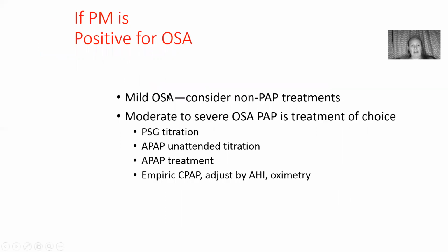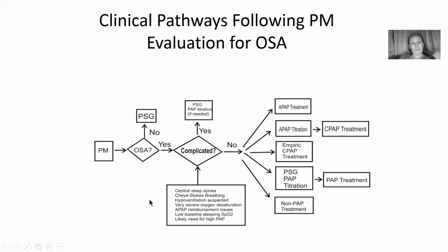If the patient has been found to have mild OSA, typically they consider non-PAP treatment for it. If they do have moderate to severe OSA, then PAP treatment is the treatment of choice. They will typically do a CPAP titration. However, more and more we're seeing auto-PAP titrations at home, or just people putting a person on auto-PAP and leaving them on that as their treatment. I disagree with that, but we're seeing it more and more.